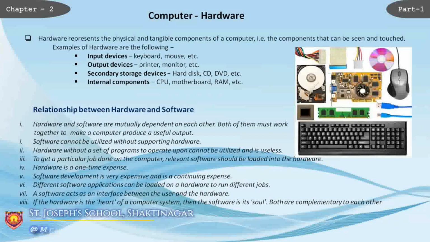The next is, hardware is a one-time expense. That is, one time I have to purchase hardware and I can use it many times. But software development is very expensive, and is a continuing expense. That means if at any time I have to update the software, I have to pay for its license. Now, different software applications can be loaded on the hardware to run different jobs.